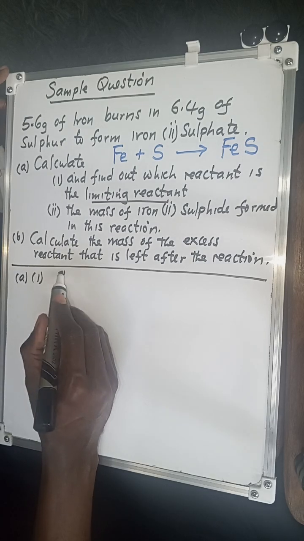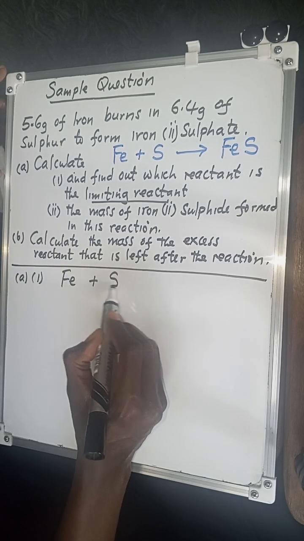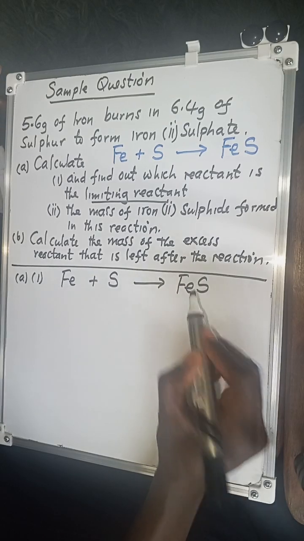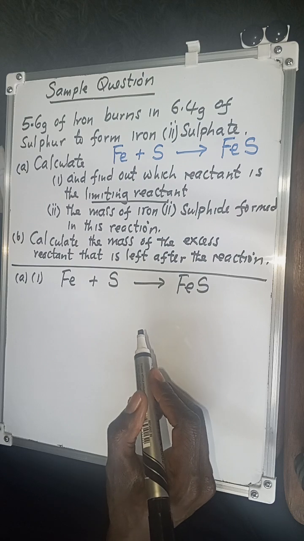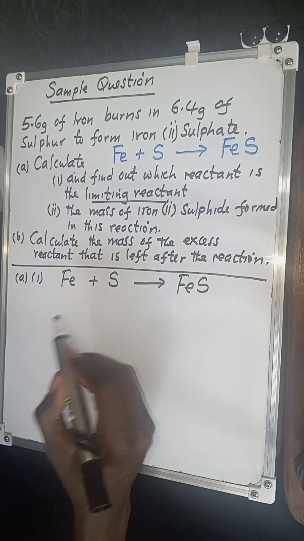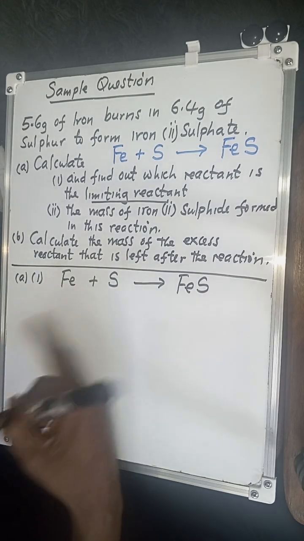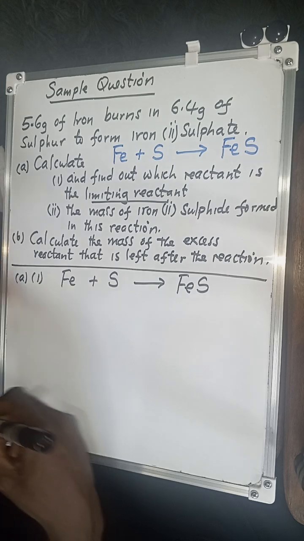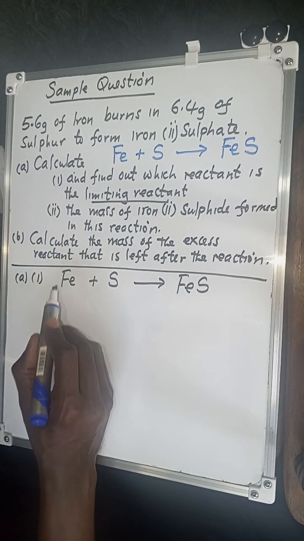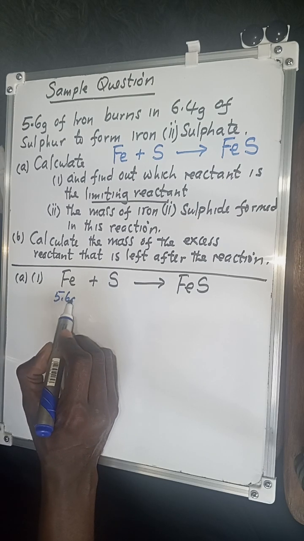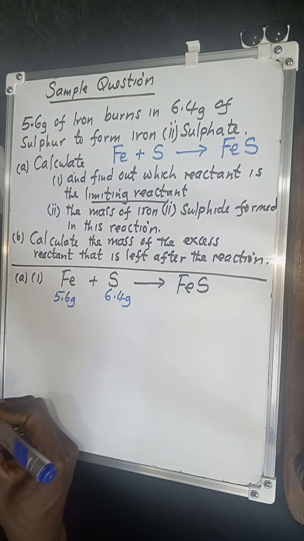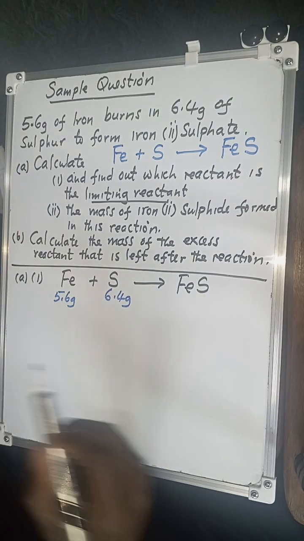Now if you notice, I've got iron reacting with sulfur, and when these two react, they produce iron sulfide. That is what is being produced there. So basically, that is what we mean. Now, how do we determine which of the reactants is the limiting reagent? Remember, they have given you the masses that you can use. They have told you that the mass of iron used was 5.6 grams, and the mass of sulfur was 6.4 grams. From there, we can get to know the limiting reagent.